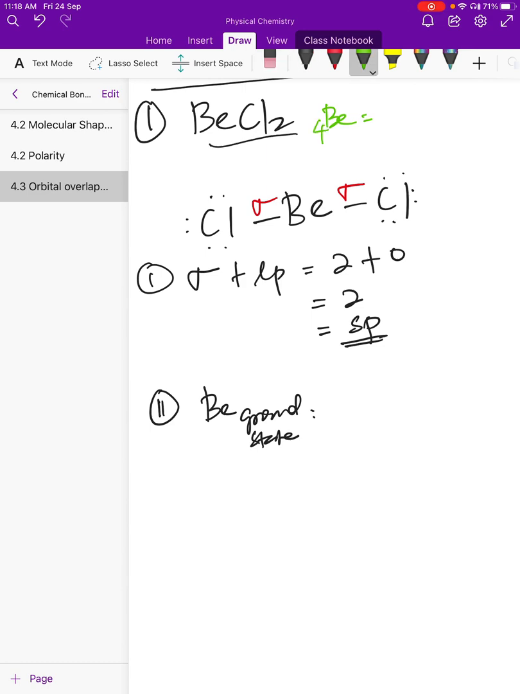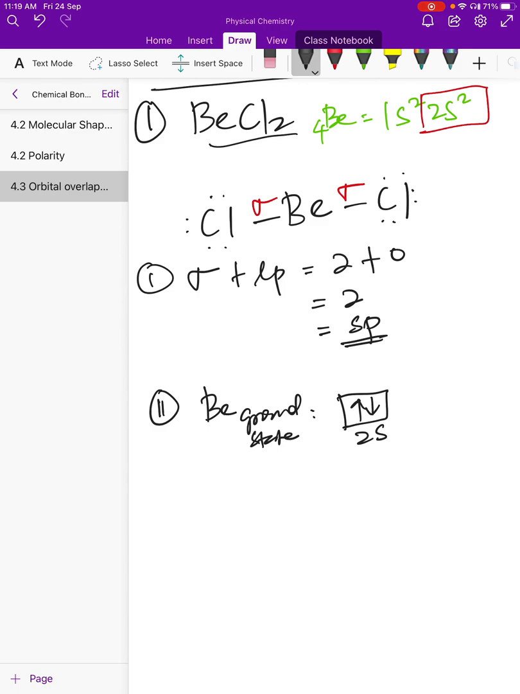So when I write the electronic configuration, 1s2, 2s2, okay. So we only focus on the valence only. So the ground state configuration, I can write here. I have to draw the orbital diagram, not write it. Draw the orbital diagram. So I have 2s, okay, and we have 2 electrons here.